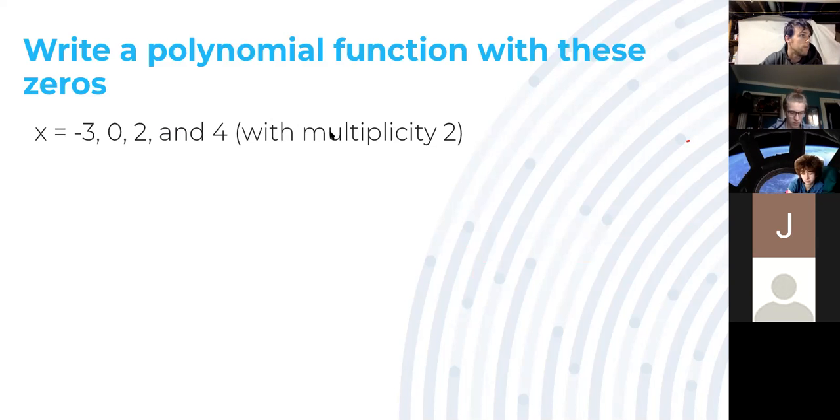All right, so let's go ahead and write a polynomial function with these zeros. I'll pause for a second. See if you can write the factors that go with these. Function, I guess, so f of x. Write out your factors.